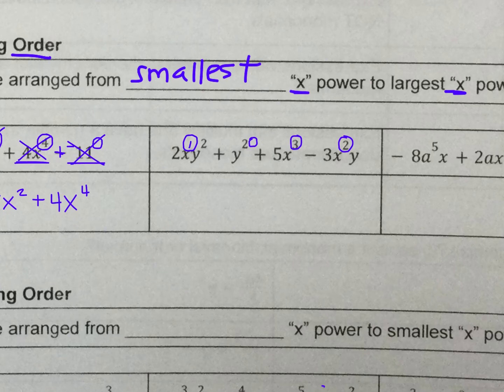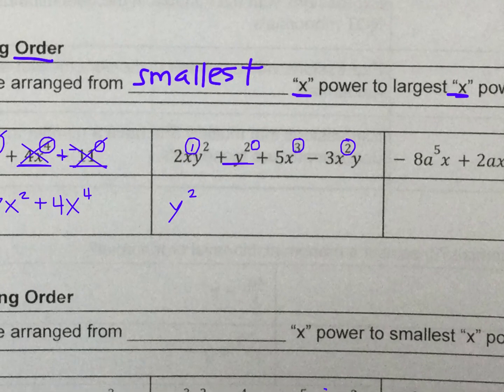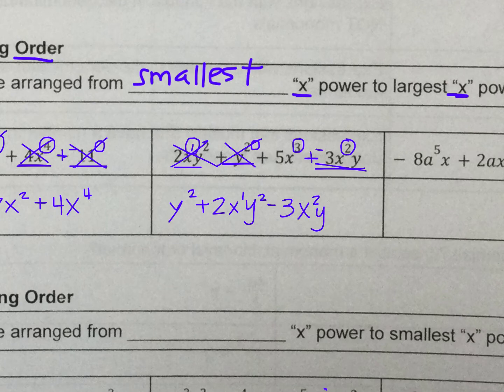Well, 0 is the smallest, so I'm going to start with that term and just write y squared. I'm also going to make this a plus minus, just to help me out. So 0, the next thing would be a 1, so that would be here, plus 2xy squared. Next would come the 2, and that's a negative, so we'll write minus 3x squared y. And then my last one would be plus 5x cubed.